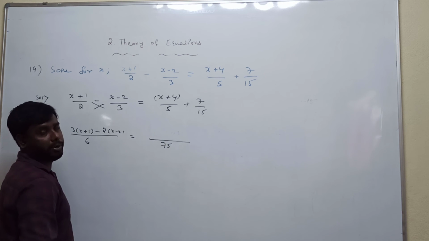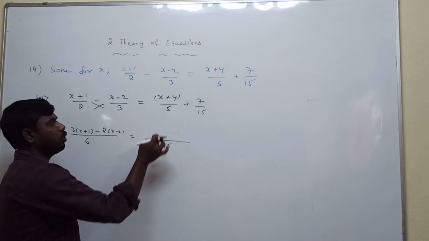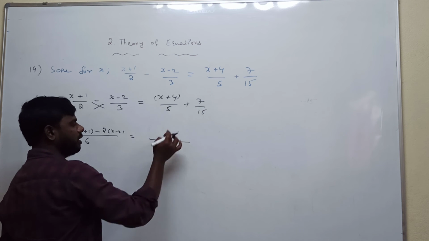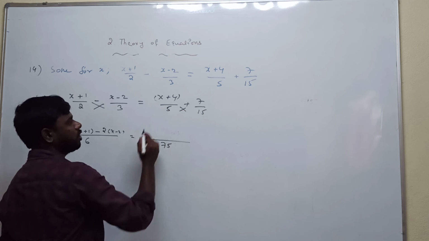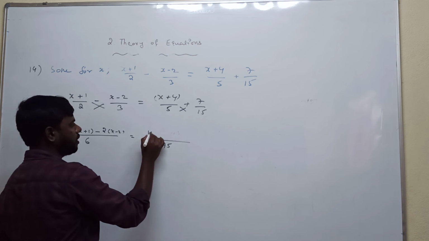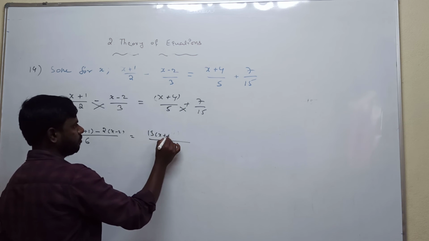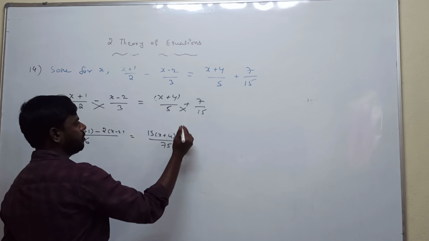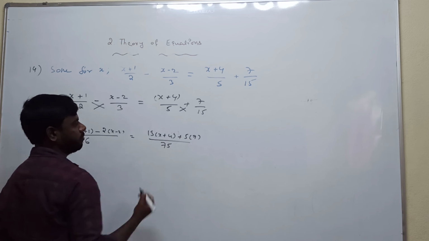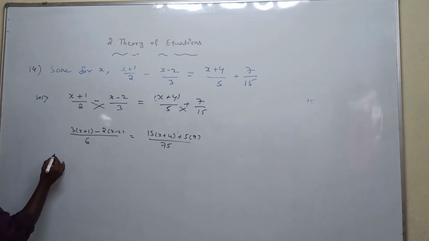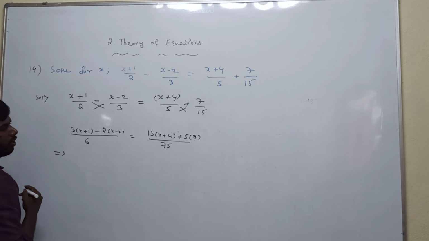What are the given denominators? Product the two denominator values: 5 into 15, 75. After the cross multiplication, 15 into x plus 4 plus 5 into 7. Next, simplify the left hand side and right hand side.